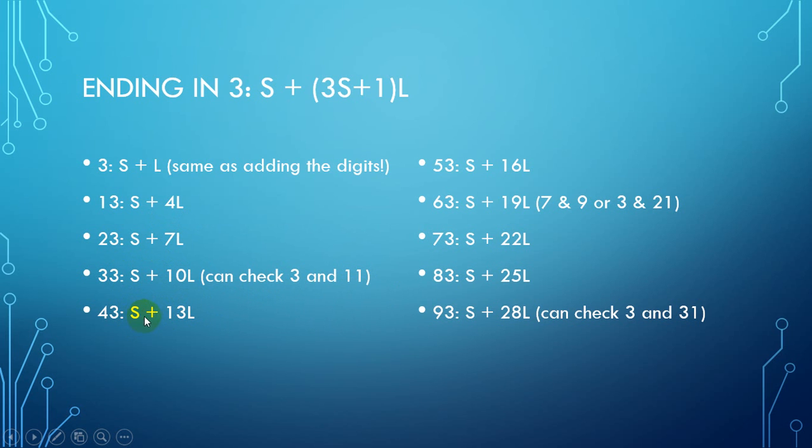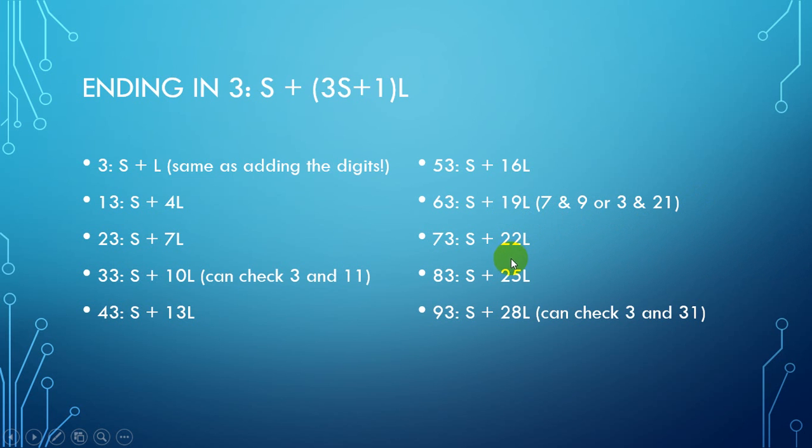For 43, s plus 13 times the leaf, or the 1's digit. L is always the 1's digit, just remember that. 53, it's 16, and so forth. And 63, you have a number of options you can check. You can do s plus 19l. It might actually be easier to use 7 and 9, or you can use 3 and 21. It really doesn't matter because 21 and 7 actually, remember, had that same rule, s minus 2l.